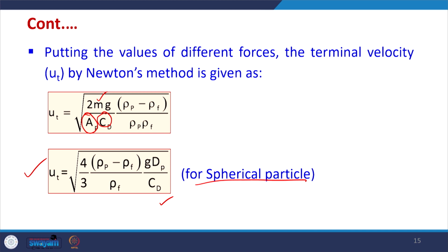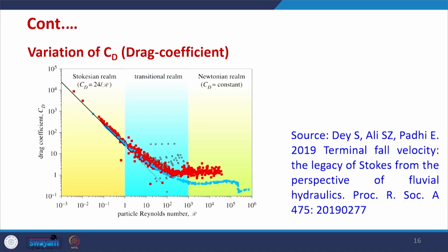Now, in this equation there is a term C d, and it is very important to know what the drag coefficient is, because the drag coefficient is dependent upon the velocity also. So, this is the variation of drag coefficient with respect to particle Reynolds number. The particle Reynolds number we can calculate using the velocity and other parameters, viscosity, diameter and the fluid parameters also. So, drag coefficient C d varies like this.